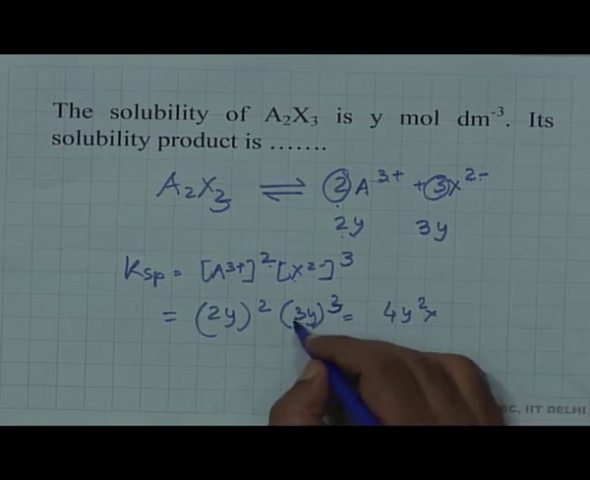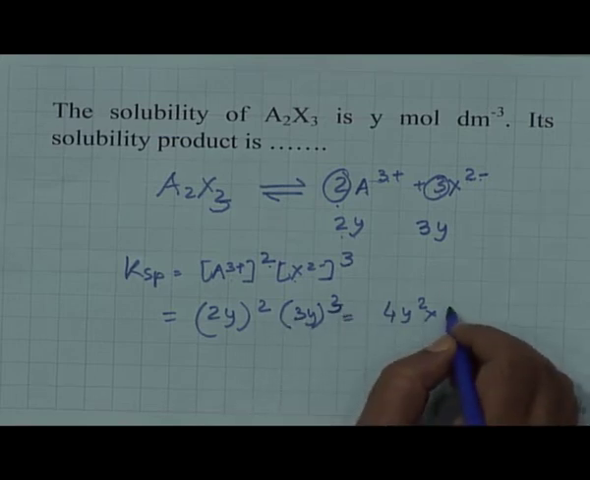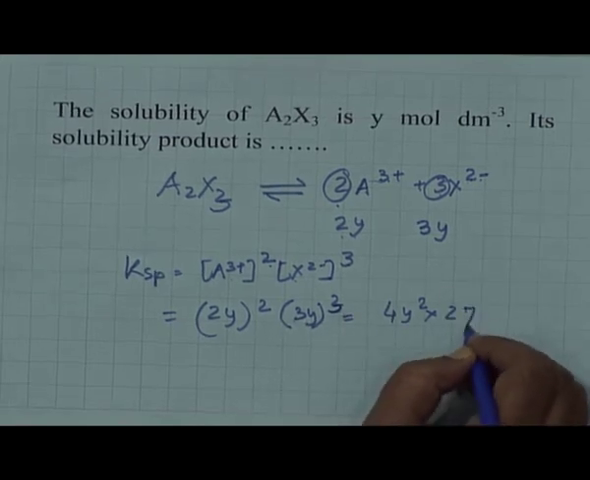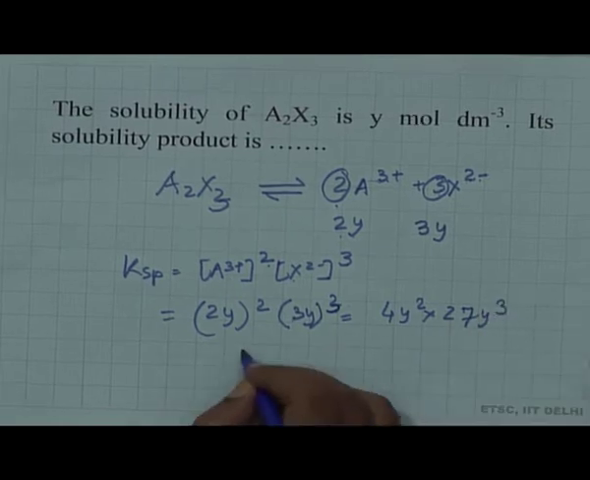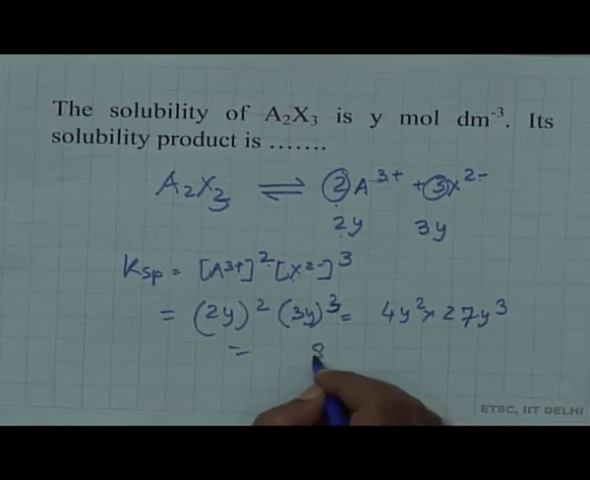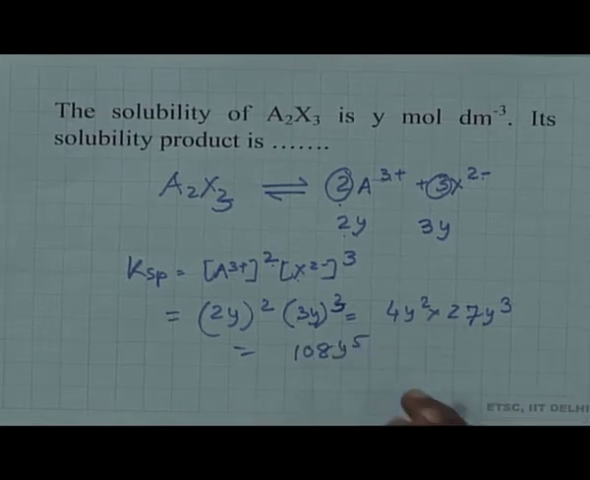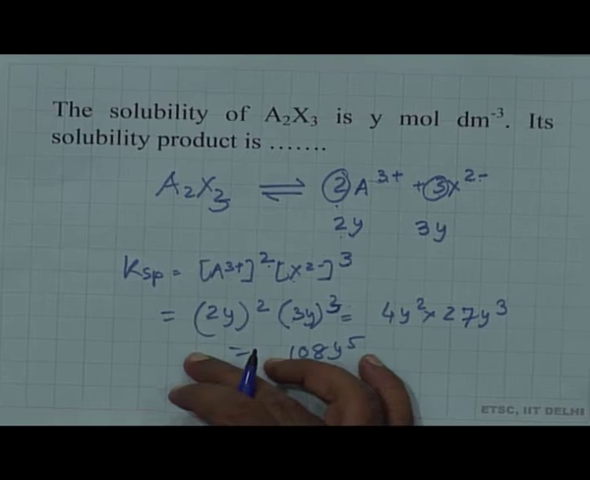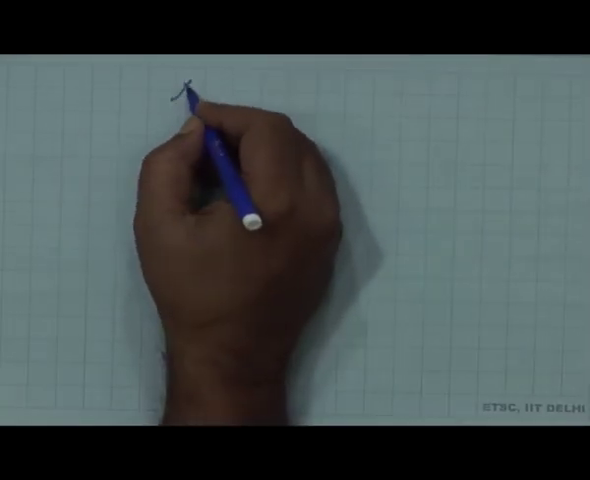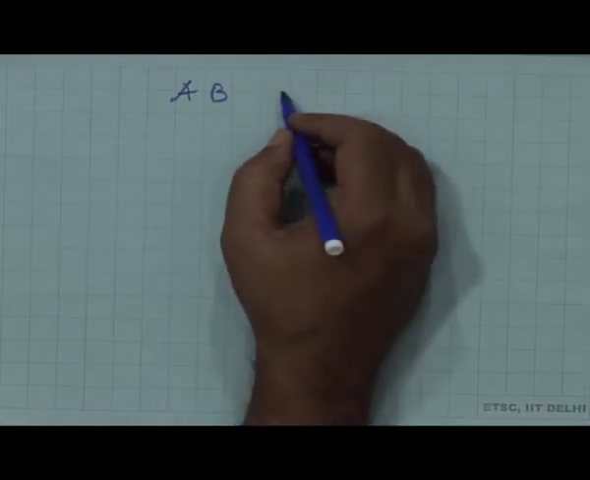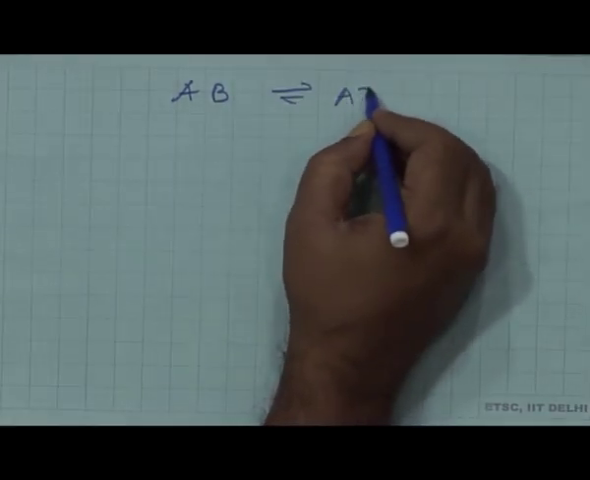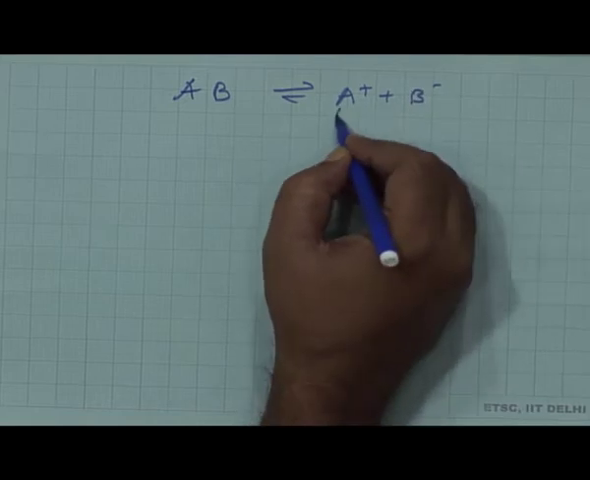So, 4Y square into 3 into 3 into 3 is 27 Y cube. So, 4 into 27 is 108, so this is 108 Y to the power 5. This is the way you calculate solubility product. You can come across different salts like AB, which goes to A plus plus B minus aqueous.